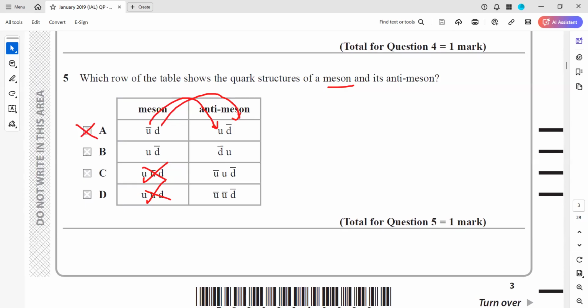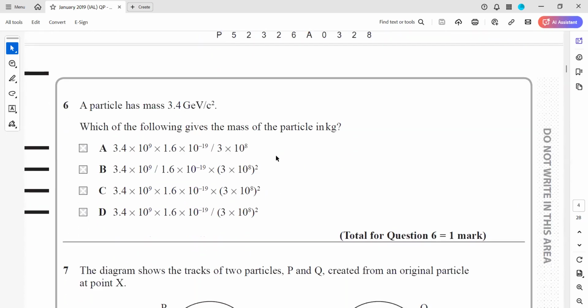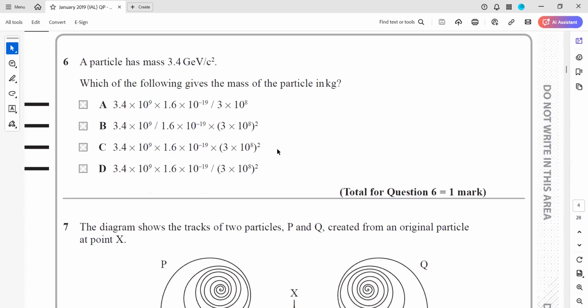So the particle and antiparticle, first thing it's a meson, so it should be made up of quark and antiquark, and antiparticle, opposite particles will be there.